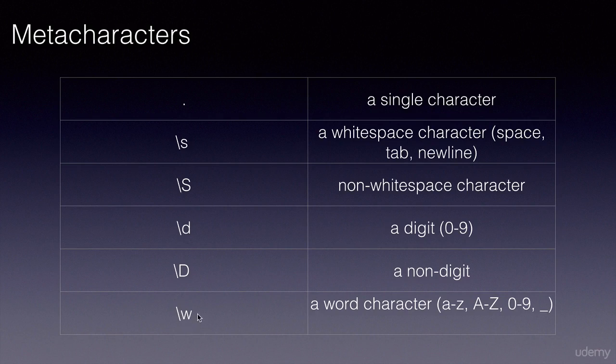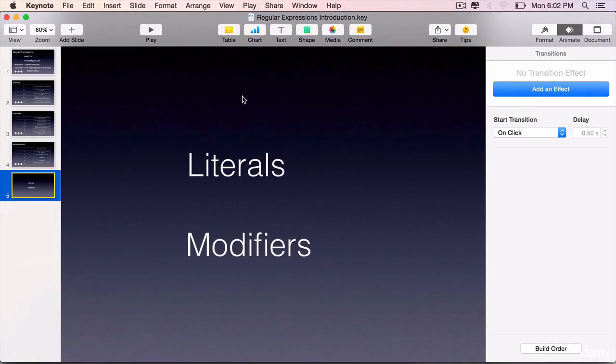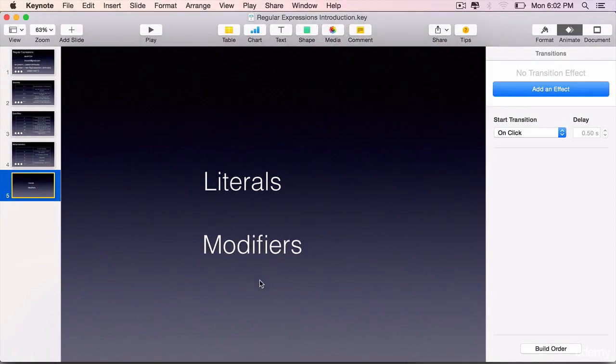And backward slash small w matches any word character. It could be lowercase or uppercase or even digits. And there are two more, literals and modifiers. I want you to explore these two as an assignment. Do a Google search for JavaScript regular expression and check out what literals and modifiers are and how they can be used.